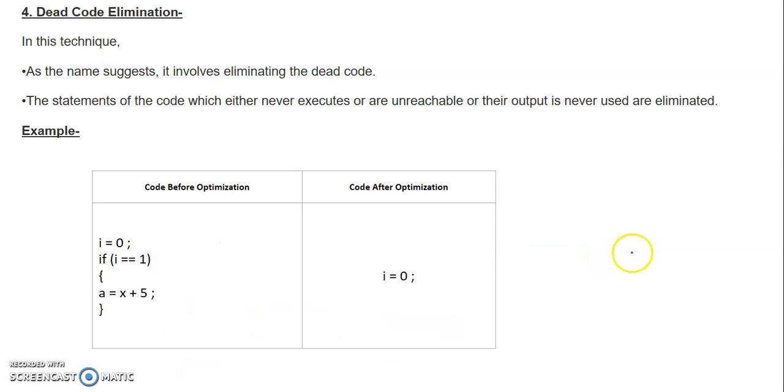Dead code elimination, as the name implies, involves eliminating dead code. If you see this example, i is initialized as 0, and in the condition expression you are checking its value with 1, i equals 1, and this will never happen, because you have just initialized i equals 0. So this is dead code, and it will not be executed at all. What the optimizer will do is remove this code, and the code after optimization will look like this: i equals 0.